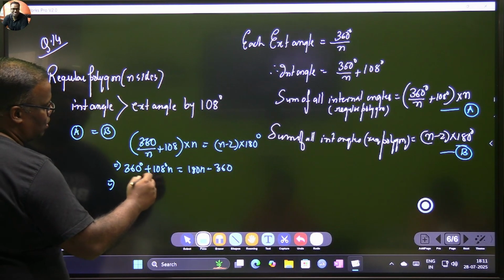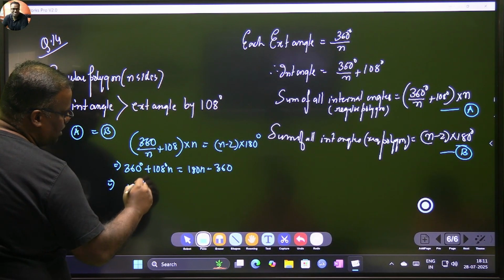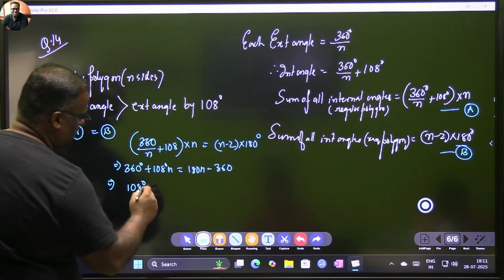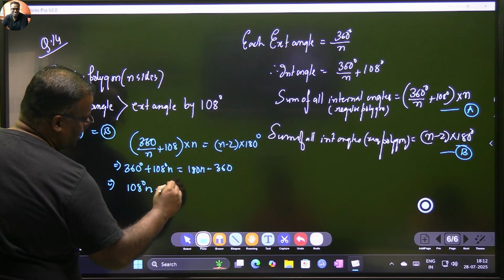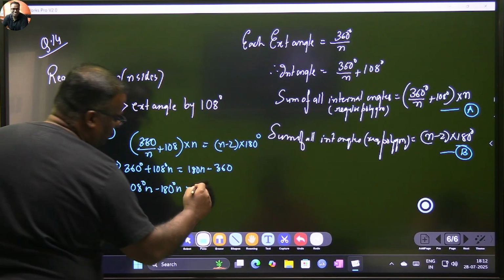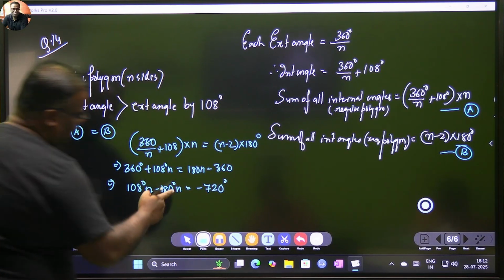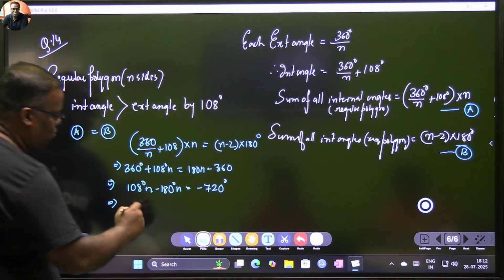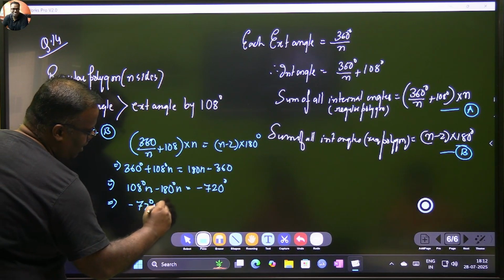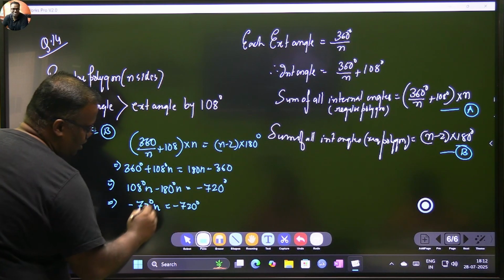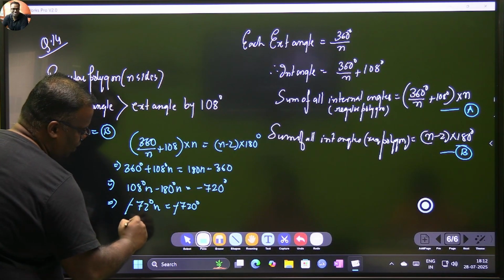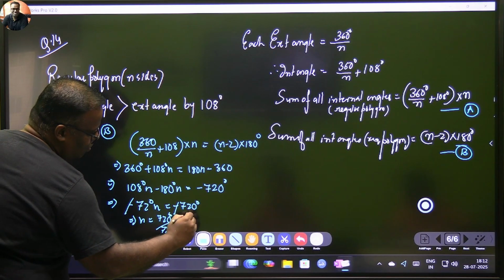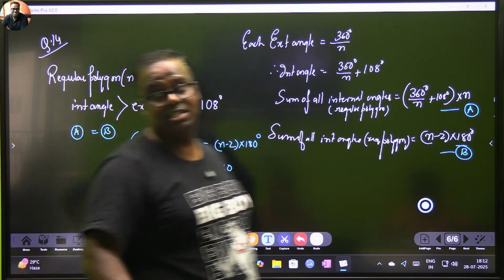108 n minus 180 degrees n is equal to negative 360. Negative 360 is negative 720 degrees. Can you do this difference quickly? How much? Minus 72. So minus 72 degrees n is equal to minus 720 degrees. So minus and minus cancel. Therefore, n is equal to how much? 720 degrees divided by 72 degrees, which is equal to 10. Therefore, our polygon has n sides. It's a decagon.